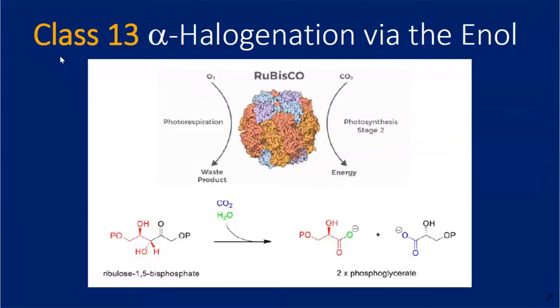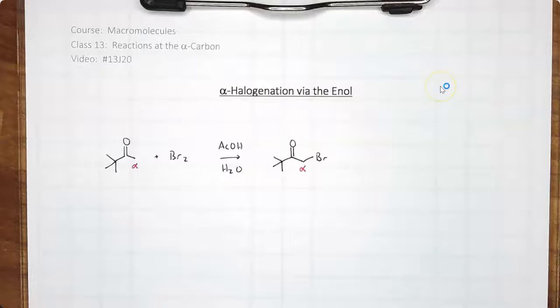Hi all, let us continue with class 13, reactions at the alpha carbon. In this video, I'm going to describe the alpha halogenation of an aldehyde or ketone via the enol. Here we have a ketone, and we could use these reagents to put a bromine on the alpha carbon.